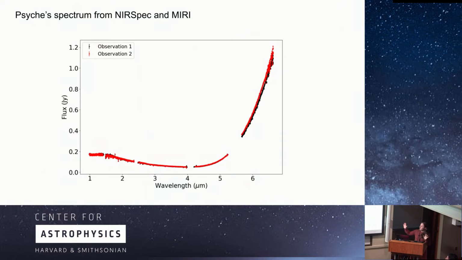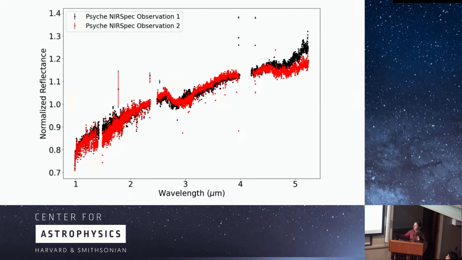And here's the beautiful spectra that we got that covers the full wavelength range we were trying to observe. And these are both with observations with NIRSpec and MIRI. And then this is after we did some near-Earth asteroid thermal modeling and some solar reflectance to get the normalized reflectance of the NIRSpec spectra.